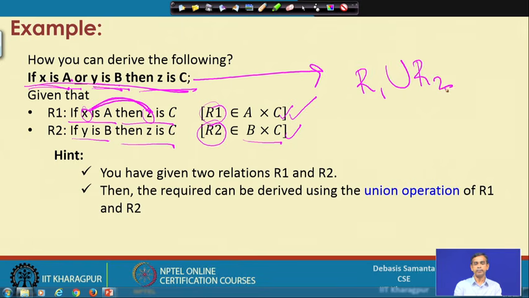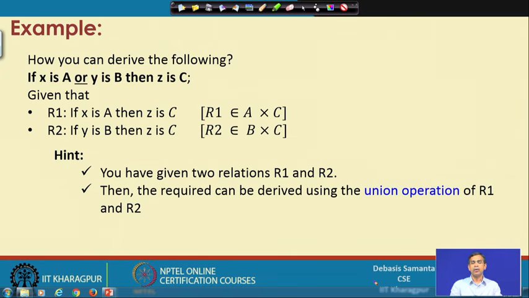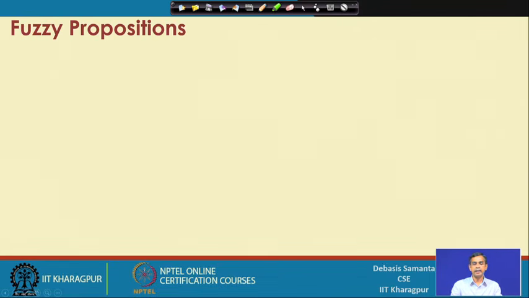So, union. Similarly, if I say if x is A instead of OR, it is AND, then that relation can be obtained by intersection, this R 2. So, this basically shows some application where the relationship is used and they can be applied. So, the operations that we have discussed we can apply, and then we can find other relations as well as this one.